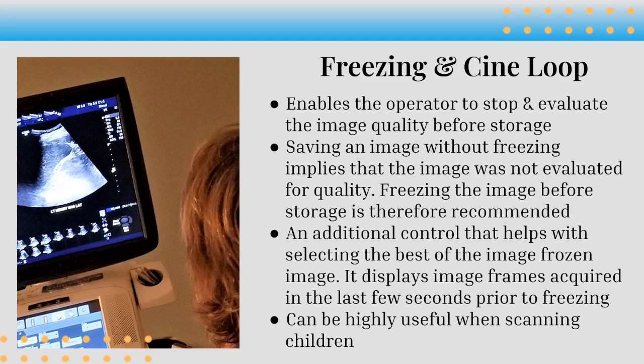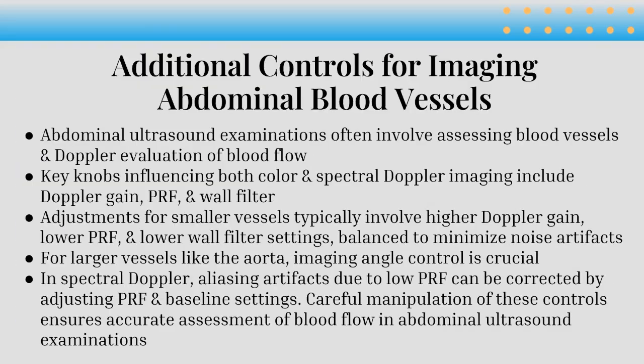Freezing in cine loop enables the operator to stop and evaluate the image quality before storage. Saving an image without freezing implies that the image was not evaluated for quality. Freezing the image before storage is therefore recommended. Cine loop is an additional control that helps with selecting the best frozen image. It displays image frames acquired in the last few seconds prior to freezing. It can be highly useful when scanning children.